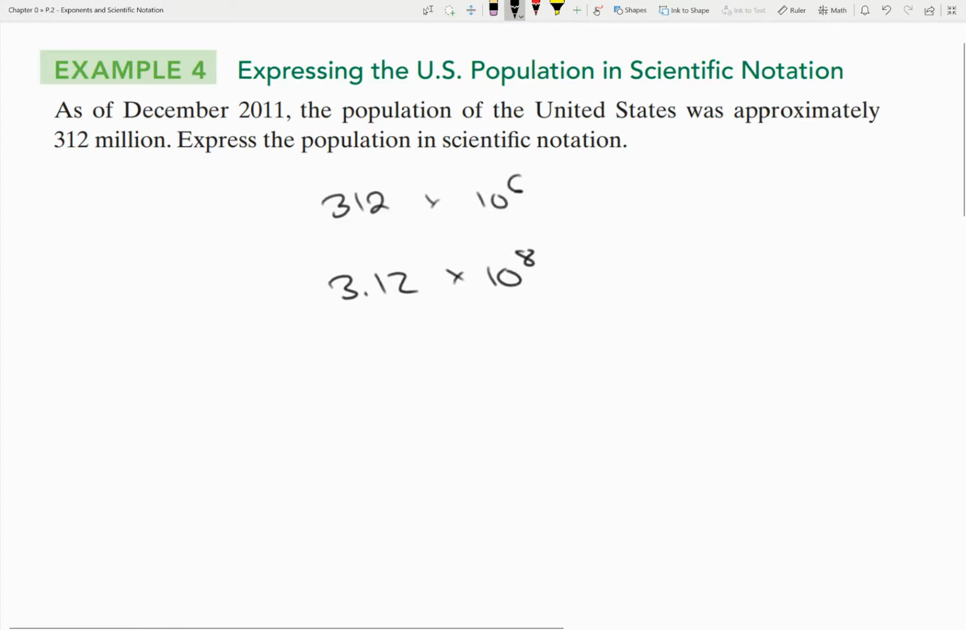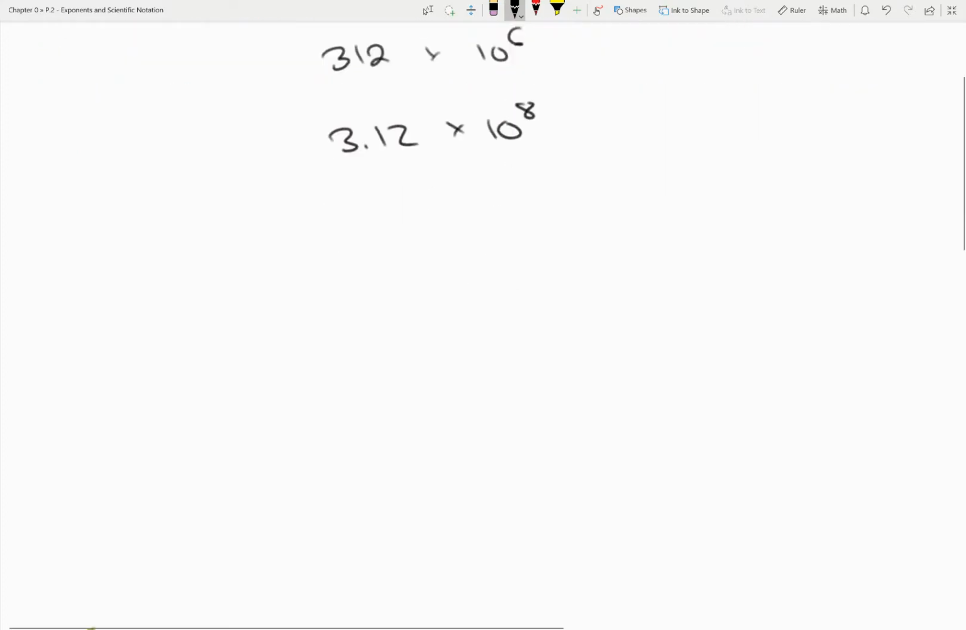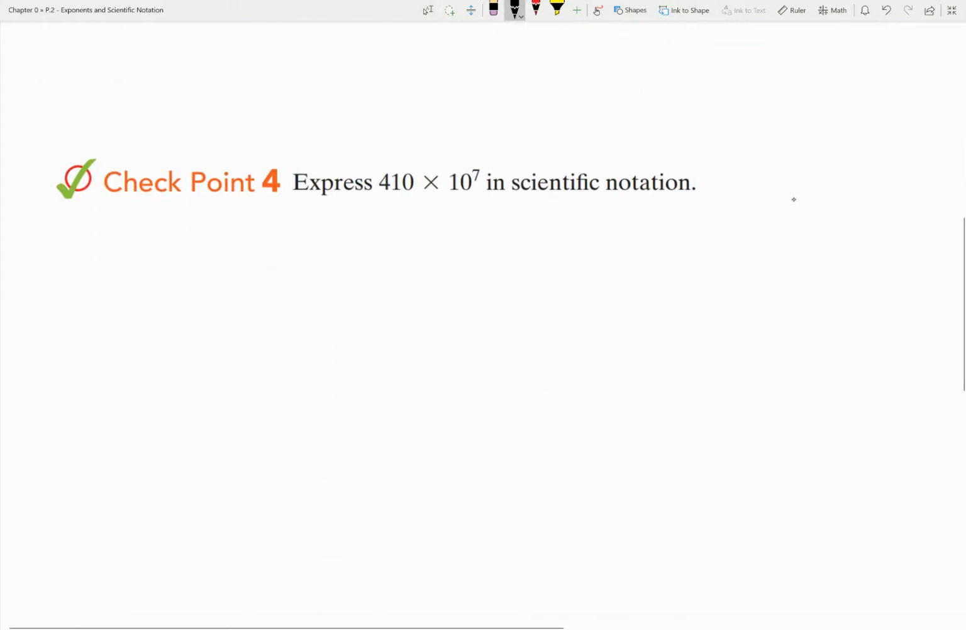Okay. Again, we'll do the checkpoint real quick. 410 is not in scientific notation. So this becomes 4, and I don't need the 0 there, right? It can just be 4.1 times 10. But if I move the decimal 2 more times that way, I have to add 2 to the exponent, right? Because I'm starting with 4 instead of 410, I need to multiply by another 100 in order to get the same answer.